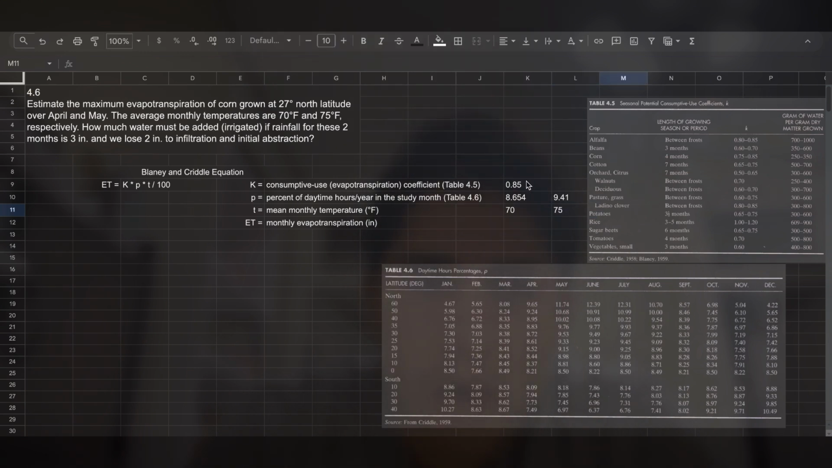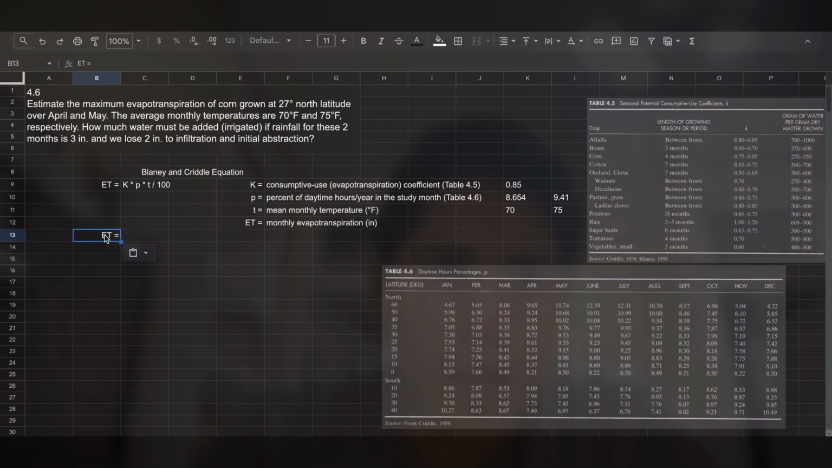We got all our values. All we need to do now is plug in here and solve for it. And the way you solve when you have 2 months or more than 1 month is, let's put the k over 100 on one side, and then multiply that by the sum of p times t. In our case, one of the terms is this times this, and then you add the other, May: the May p-value times the May temperature.